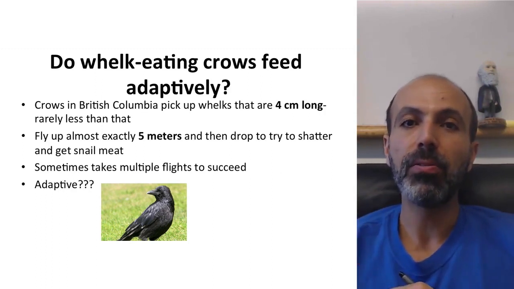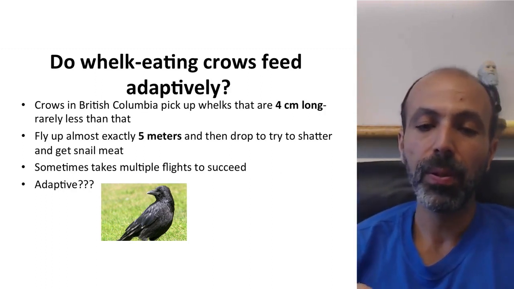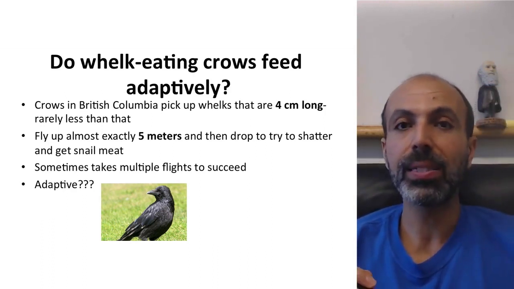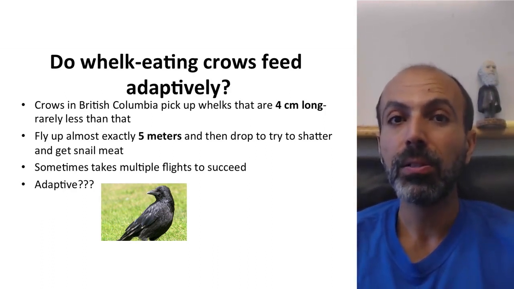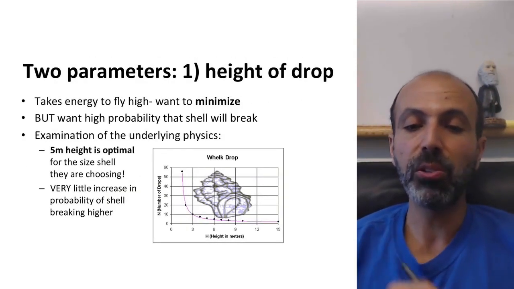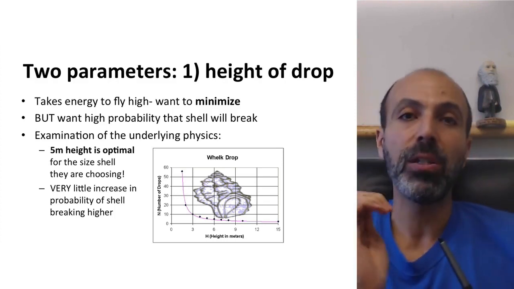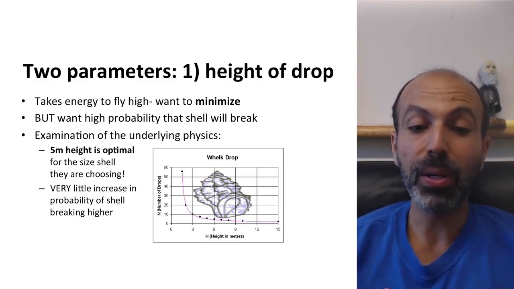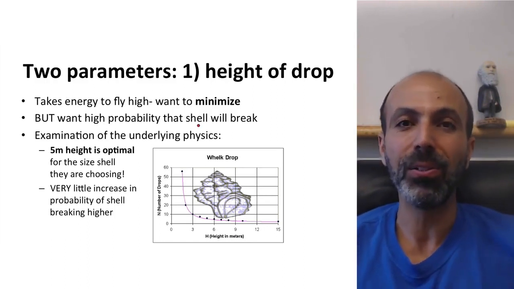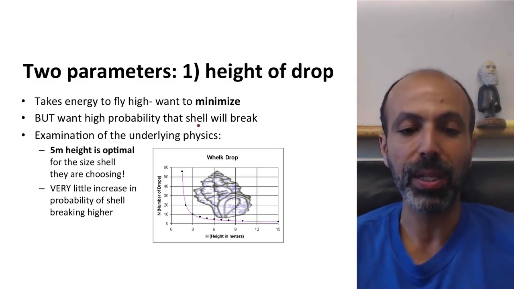Is this adaptive? Well, there's a couple of different things these crows could do, right? They could pick different size whelks. They could fly different heights. They could fly more times. So let's look and see how this might be adaptive. Let's break it up into parameters. First, let's look at the height of drop. Obviously, it takes energy to fly high, so you want to minimize the energy you're taking for flying high. But you want a high probability that the shell will break. You don't want to have to fly 40 times. You want to fly like once or twice and be able to break it.